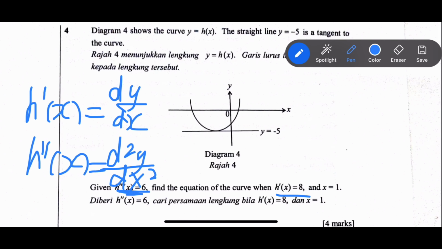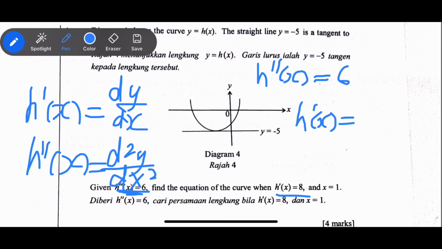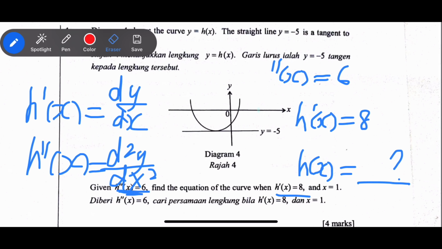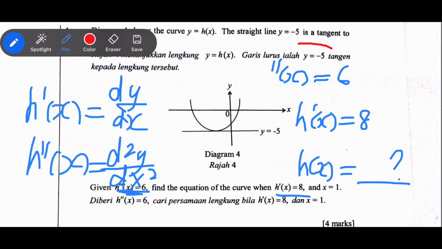Alright, so now we are going to solve the equation by finding the equation of the curve. In order to find the equation of the curve, you must understand that the equation of the curve is actually h(x). So you're asking what is the function h(x). You have d2y/dx squared, which is equal to 6. You have dy/dx, which is equal to 8. Now you have to understand why they give you y equal to negative 5. The y equal to negative 5 is actually for you to find the turning point. We need to really understand the question, okay? And your concept must be good. So now let me explain to you.